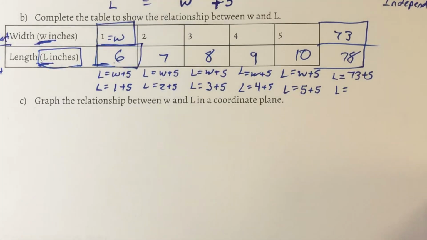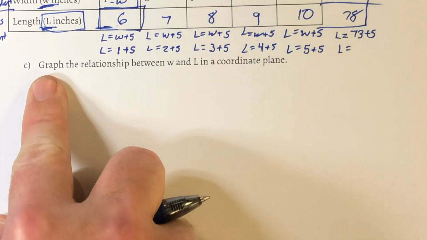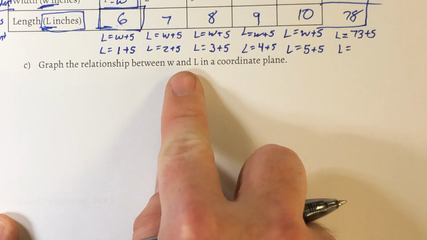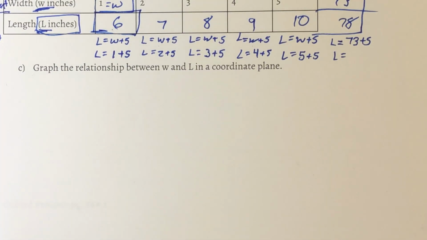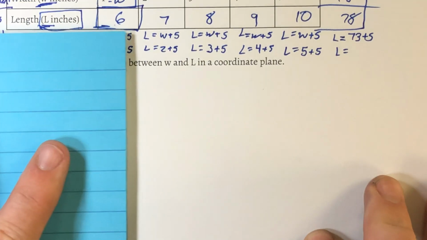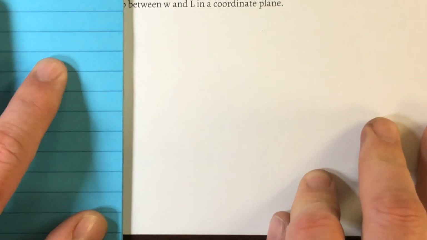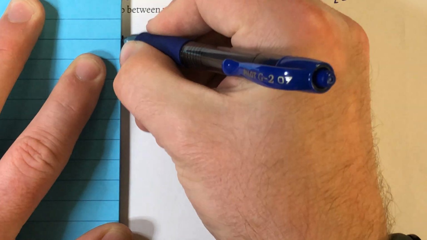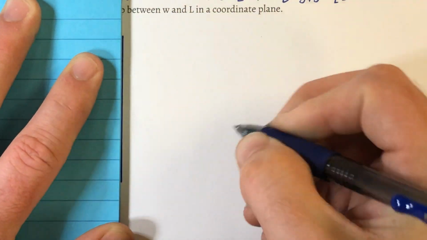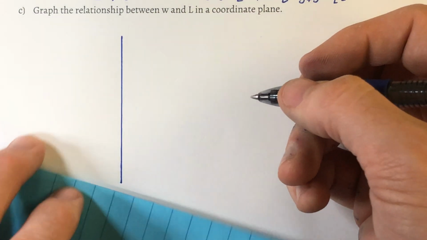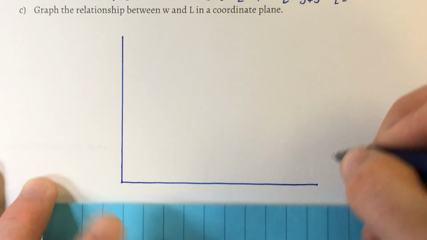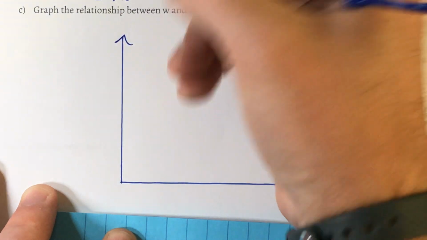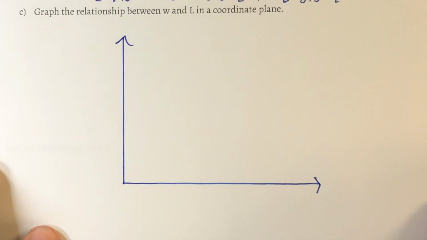All right, let's continue. Part C, we're going to graph the relationship between W and L in a coordinate plane. So what does that mean? Start by, if you don't have grid paper, drawing your X and Y axis. So here's your Y axis. Probably drew that too close to the bottom. Draw your X axis. If you need to extend later, do so. Hopefully you're not doing this in pen.